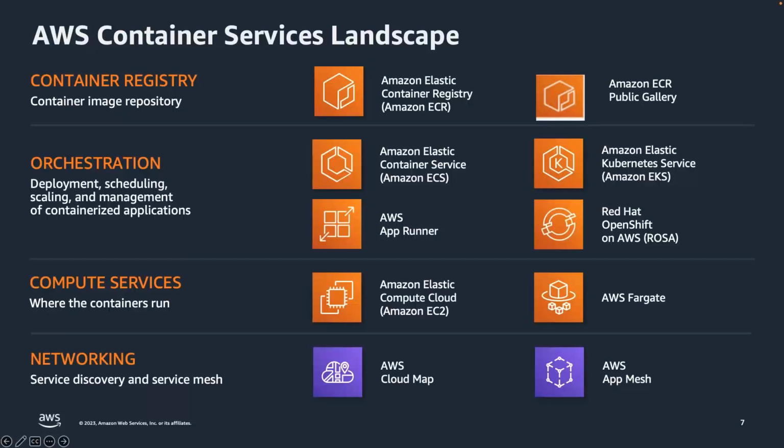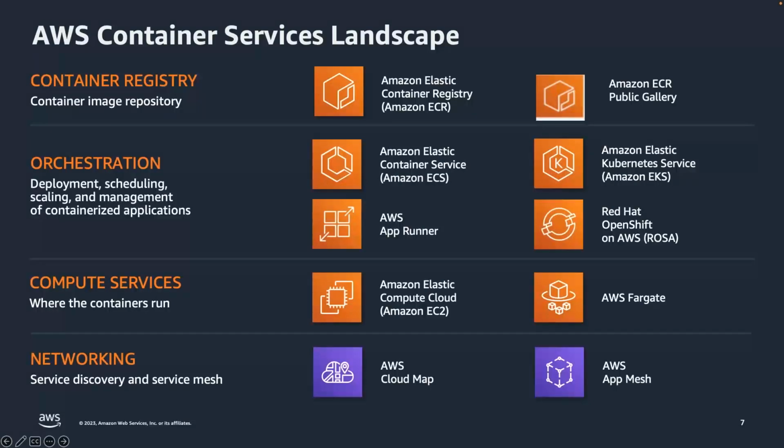Now, when the choice comes to compute, you get 2 options. You have EC2, which is basically a virtual machine running on the AWS platform, or you have the option of running it as serverless, which is called Fargate. And we're going to talk about Fargate in more detail in further slides.